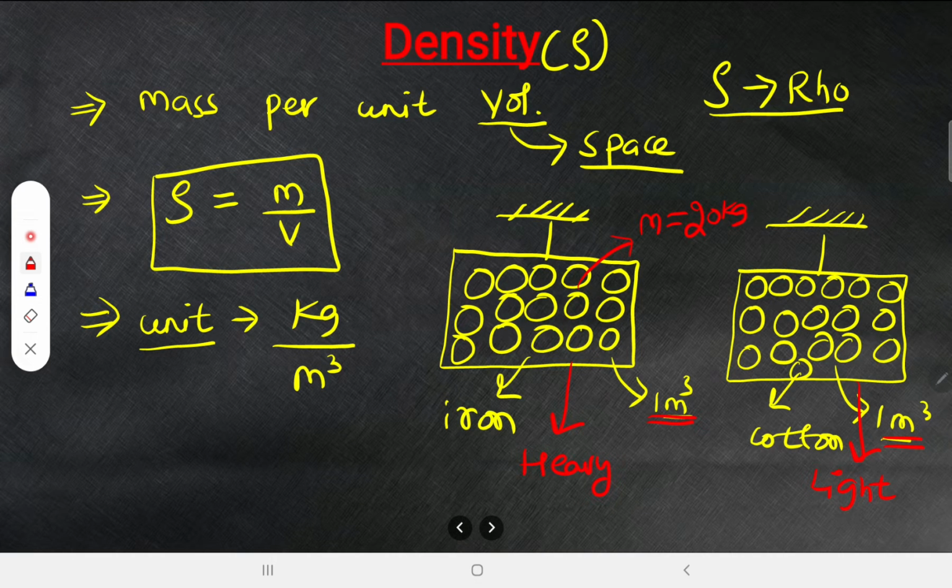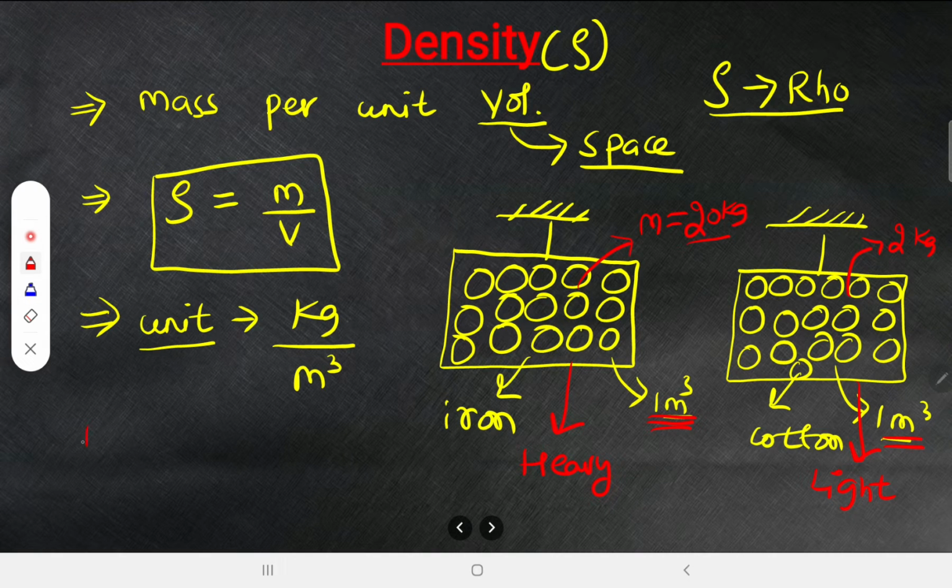Just an example, okay? 20 kg of iron must have been filled. Just an example. I'm not saying in 1 meter cube 20 kg of iron will be filled. No, I'm not saying that. And in 1 meter cube of space, how much cotton may you be filling? Maybe let us take it as 2 kg only. All right, are you understanding my point?